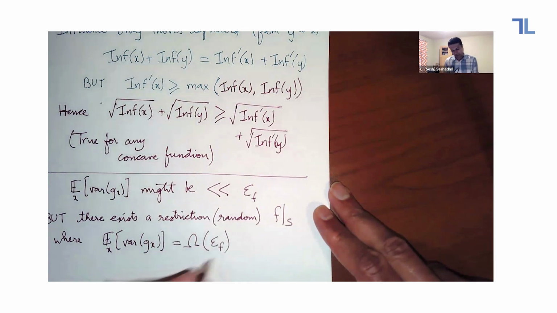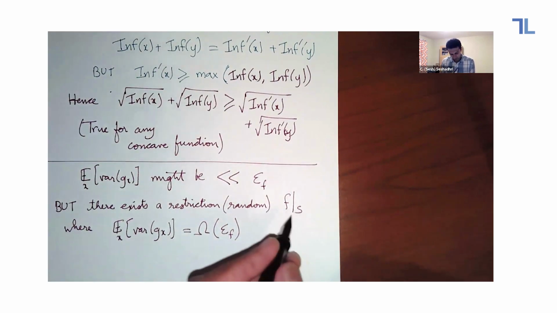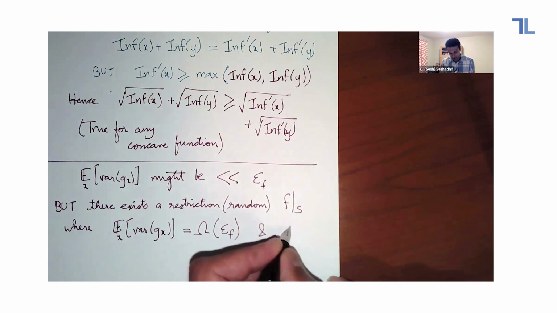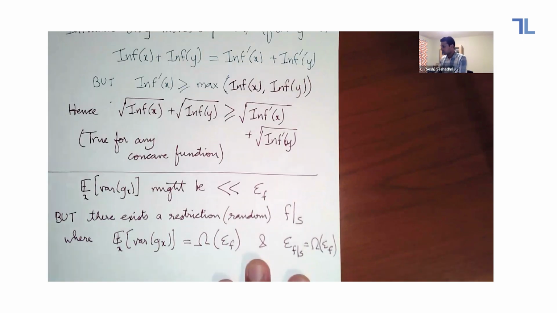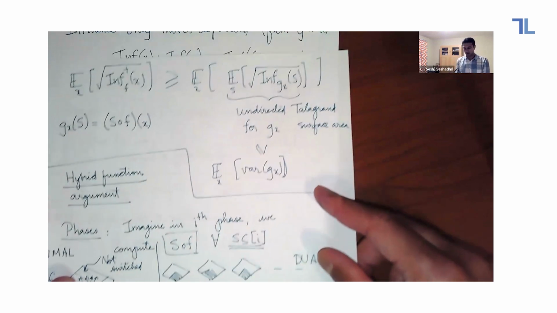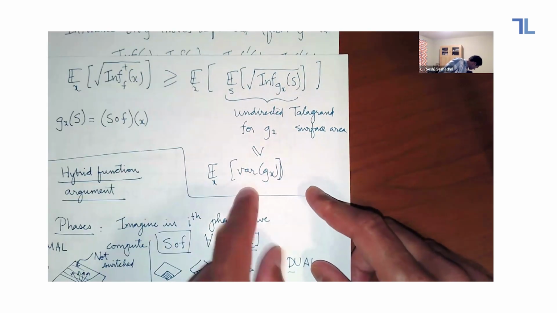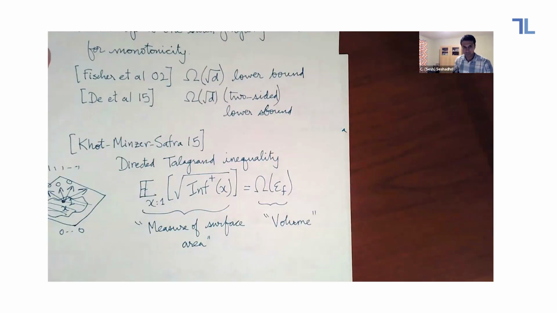So you have to be a little careful. There exists a restriction where this is true, and if you look at the distance to monotonicity of that restriction, that is also going to be large. So there are some arguments required here, but essentially you can apply all of this to a random restriction. That's a bit of a technical argument, and this is where the hard part is. You can show this is at least the distance to monotonicity, and then that proves the directed Talagrand inequality here.